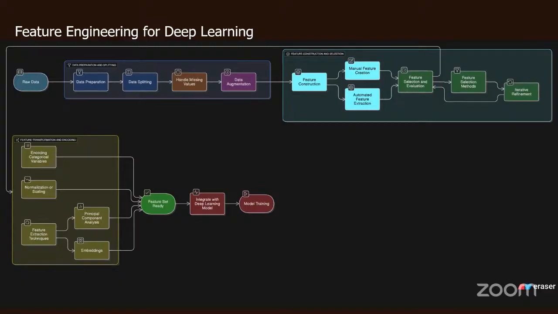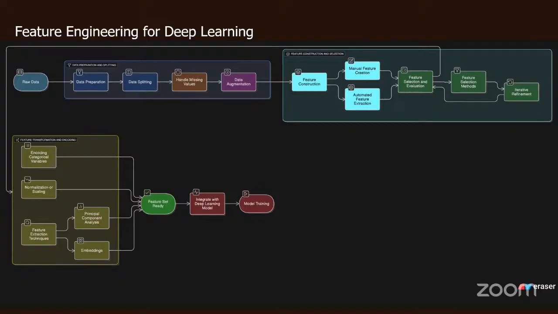Likewise, we can have automated feature extraction also. Here, we will leverage tools like deep feature synthesis, Featuretools, AutoML, or representation learning from models like CNNs and transformers. After construction, we need to select and evaluate features, because more features do not always lead to better performance. Redundant or noisy features can hurt generalization.